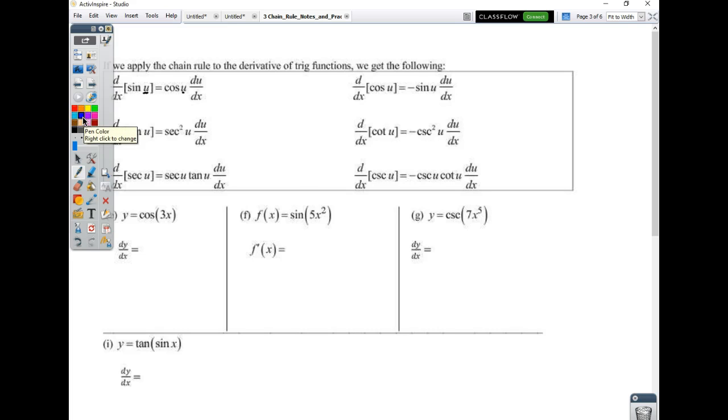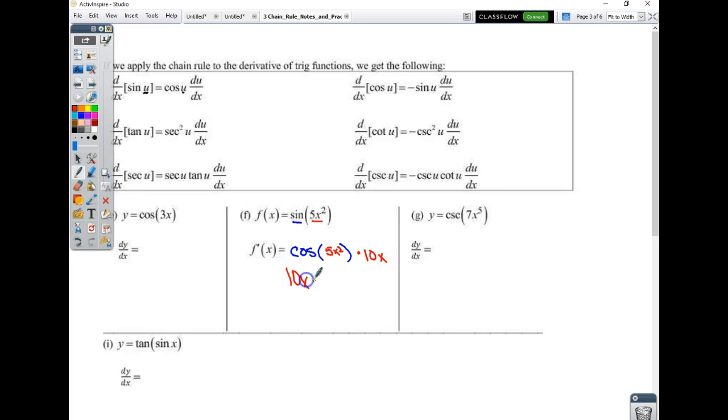Now, just to put things into perspective, it's not that bad. Let's look at f real quick. f of x is equal to the sine of 5x squared. What is the outer function? Sine is on the outside. What's on the inside? So, just like any chain rule question, what do we have? The derivative of sine is cosine of something. What is our something this time? Times?